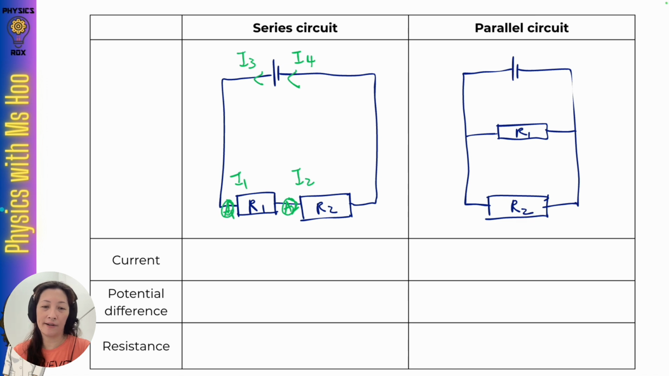So I'm going to write here in the current cell that I1 is equal to I2, it's equal to I3, equals I4.